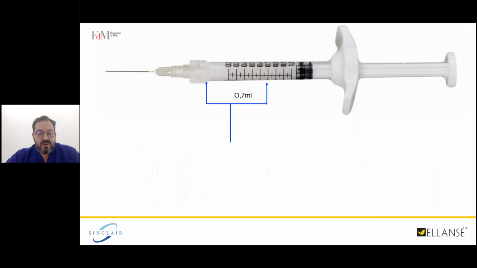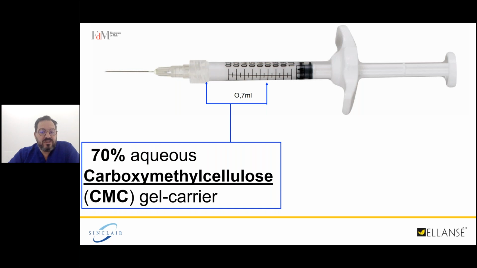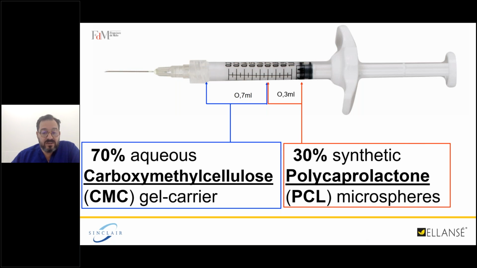Yes, there it goes. So the question again is, what is inside the syringe? Well, you know that Ellanse works in two phases. You got a volumizer inside, and you also get the biostimulator, that is the polycaprolactone. So we have 0.7 of carboxymethylcellulose, which is the majority of the syringe. And then you got the polycaprolactone, which is 30%, and will be responsible for the stimulation and actually to be able to get the volume that you need. That's actually the reason why you get long-lasting results, it is due just to this 30% that you get from the biostimulation.